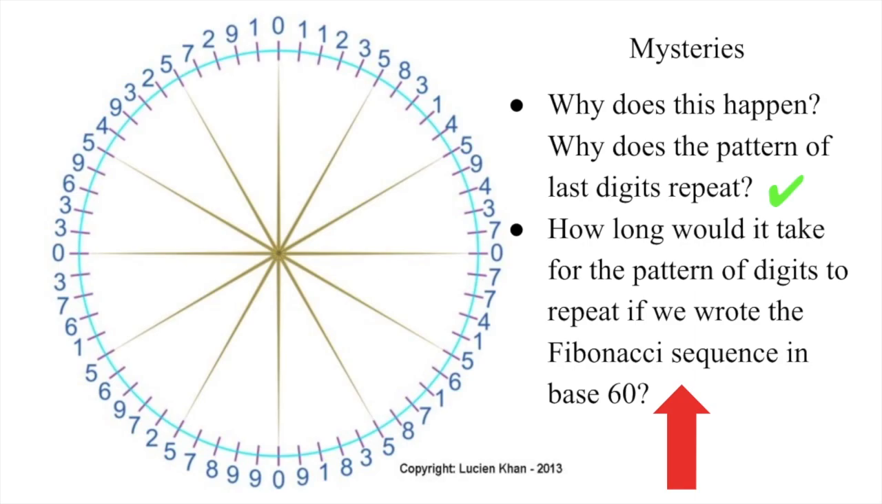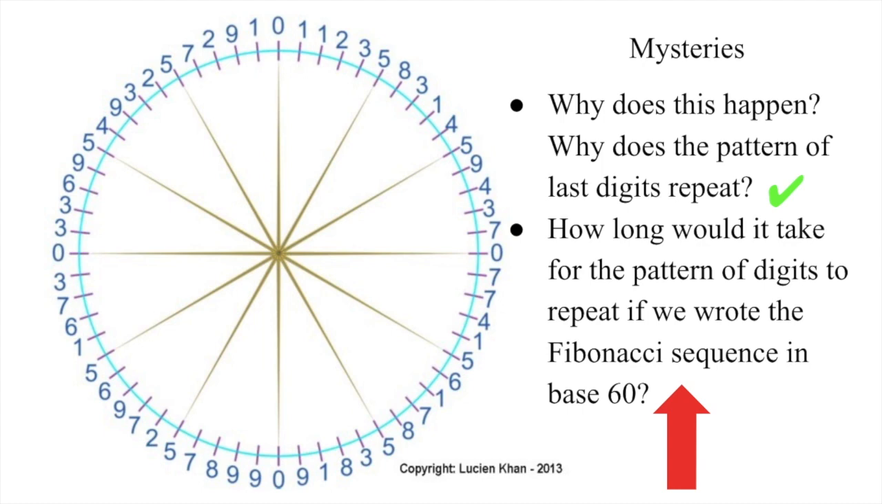Right, okay, intermission's over. Now that we've solved our first mystery, we still have a little more work to do. Specifically, we want to know how long it would take for the pattern of digits to repeat if we wrote the Fibonacci sequence in base 60. It's going to take a little bit of wandering before we get there, but stay with me, I promise we'll get there eventually.